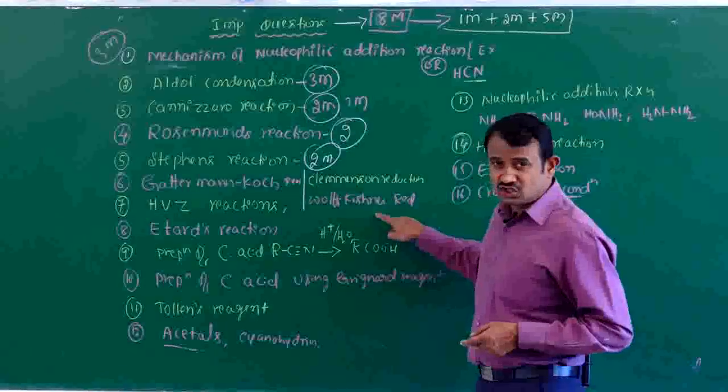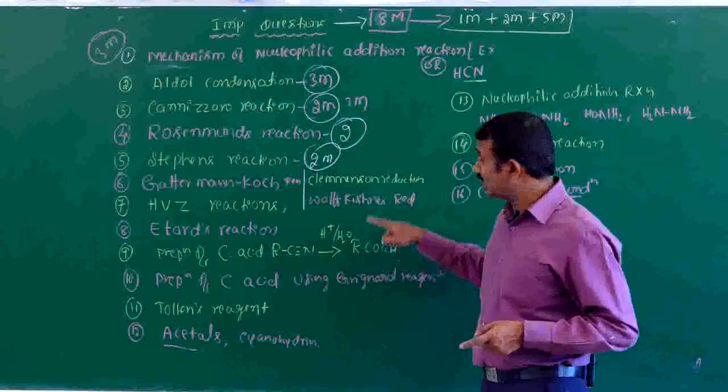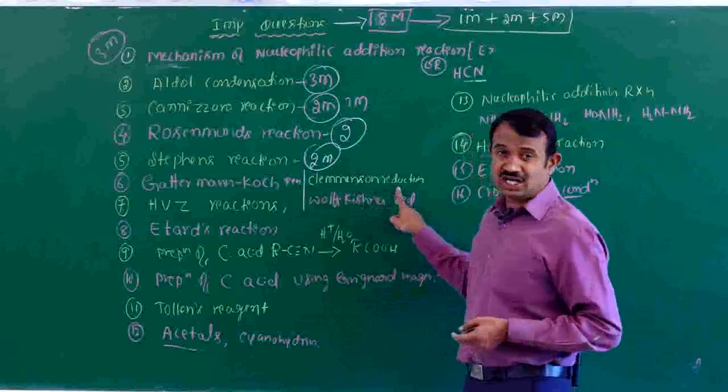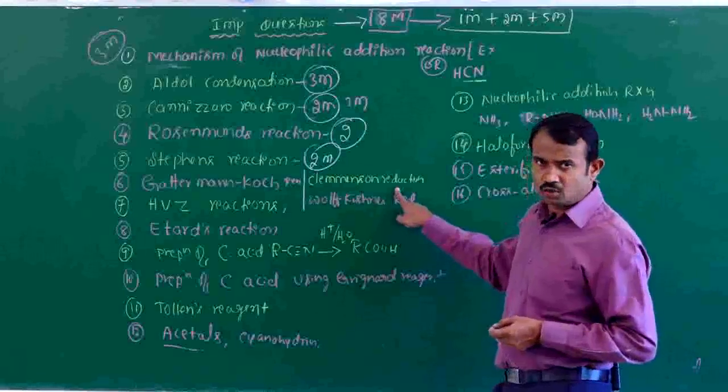Next one, Clemmensen reduction. Aldehydes and ketones, the carbonyl compound, is converted to a methylene compound. That is, C=O is converted to CH2. That is the Clemmensen reduction. We are using zinc amalgam in the presence of hydrochloric acid.